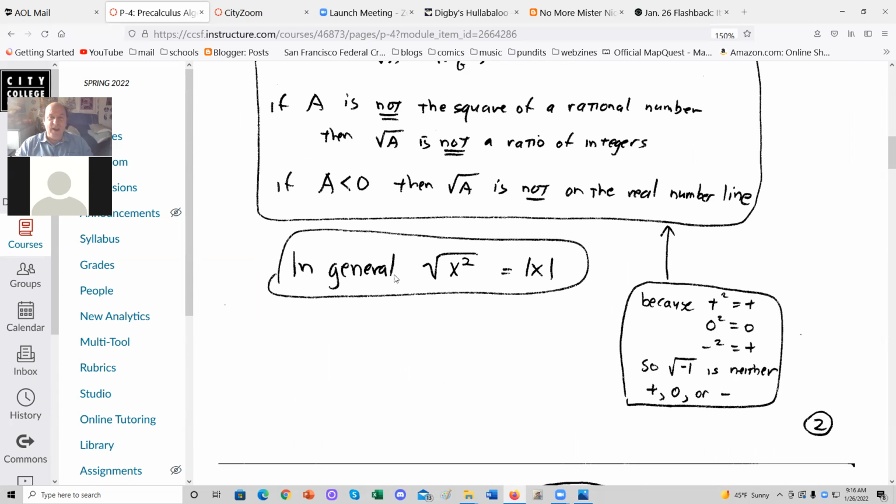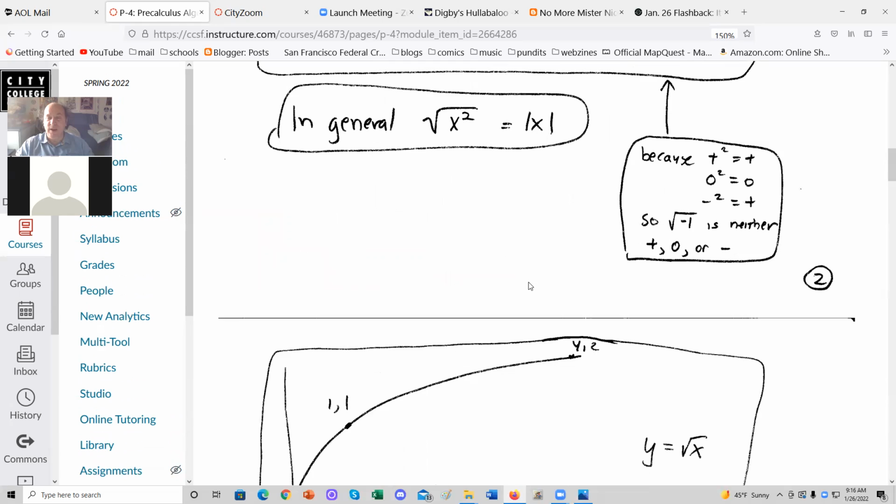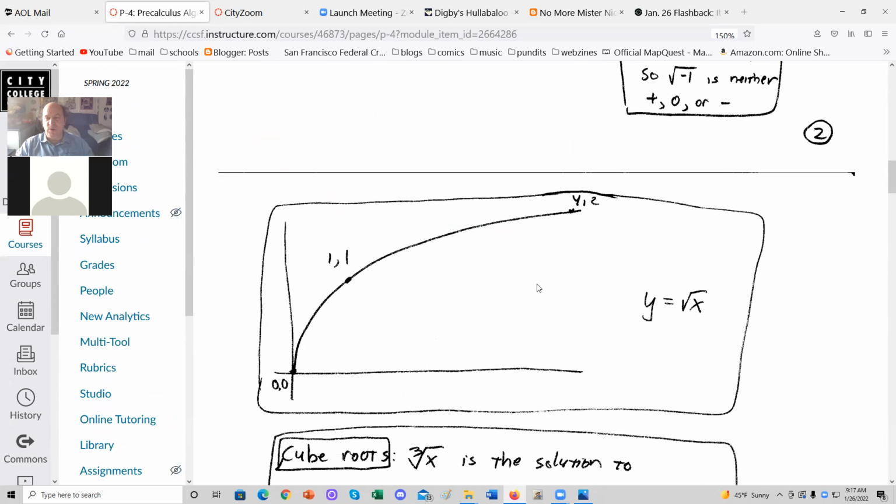All right, we proceed. In general, the square root of x squared is the absolute value of x. Since it's the absolute value, it has to be positive. If you graph y equals square root of x, it has this shape which looks like a parabola on its side. It starts moving vertically, and then it slows down, but never stops, and it grows like that.